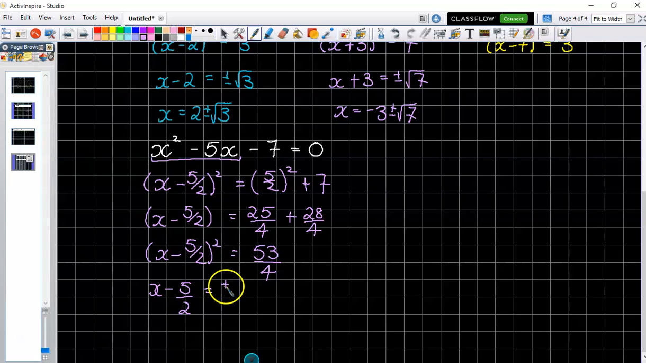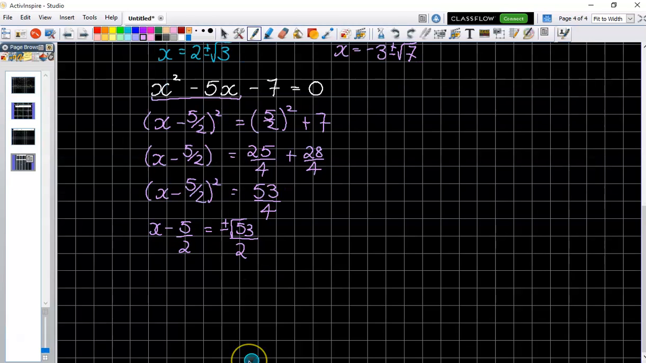So do you know the square root of 53? No. Do I know the square root of 4? And look at that, wouldn't you know it? It's the same denominator. Who would have thought that was coming? So how do I now get rid of this? Take 5 over 2, I'm putting it on the other side. Plus or minus. How cute is that?